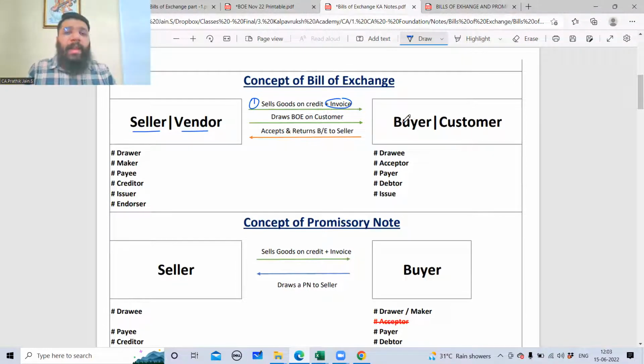Correct. Now what happens is that the seller knows this customer very well. So customer asks that, sir, you know me from a very long time. I'm running short of cash. So I want to buy this product from you, but I'm running short of cash. So please give me the goods on credit. Now seller has seen this customer for a very long time. He said that no problem.